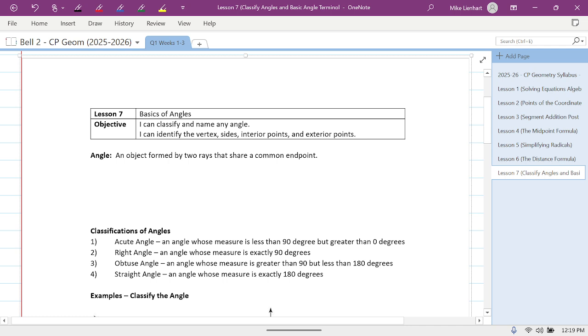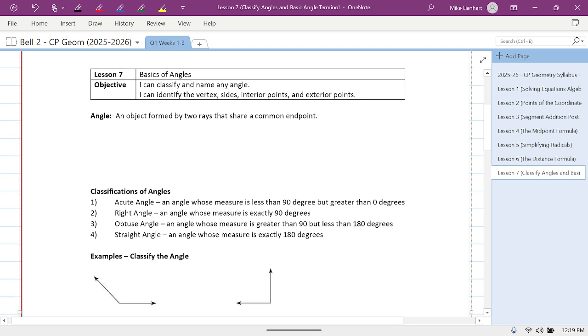This lesson is about the basics of angles. So our focus in this lesson is to be able to classify and name any angle, to be able to identify the vertex, the sides, and whether points are interior or exterior. So let's start with what is an angle.